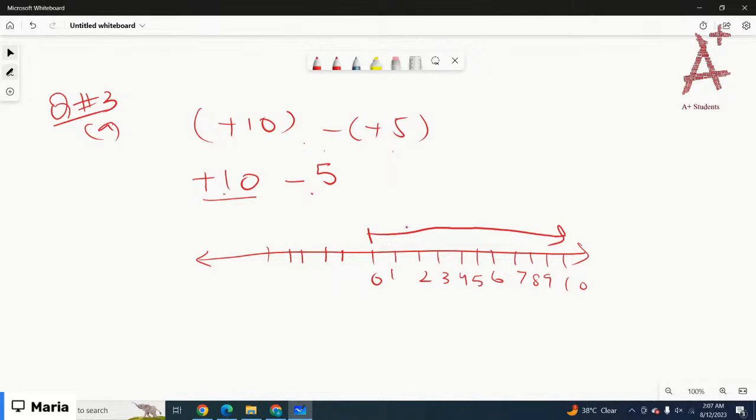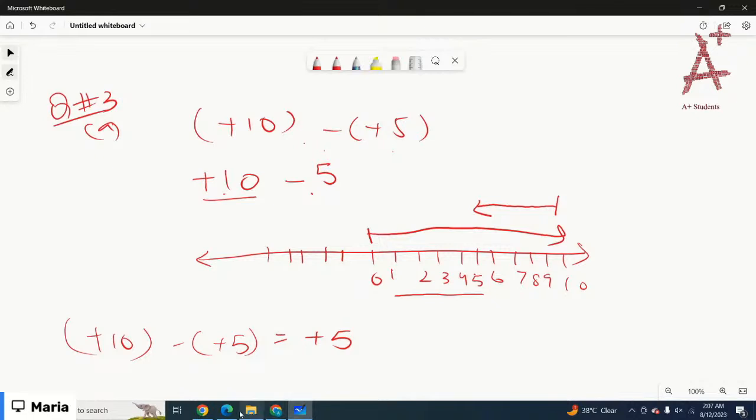Then you have to subtract 5. So start from here and go back 5. 1, 2, 3, 4, 5. So you end up here. You are left with +5. You can see all of them are positive. So +10 minus +5 equals +5.